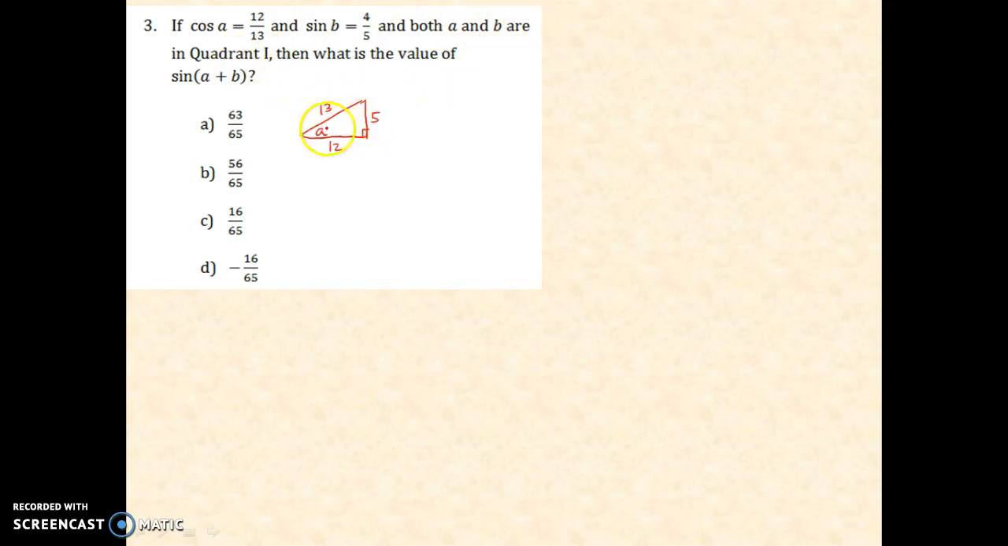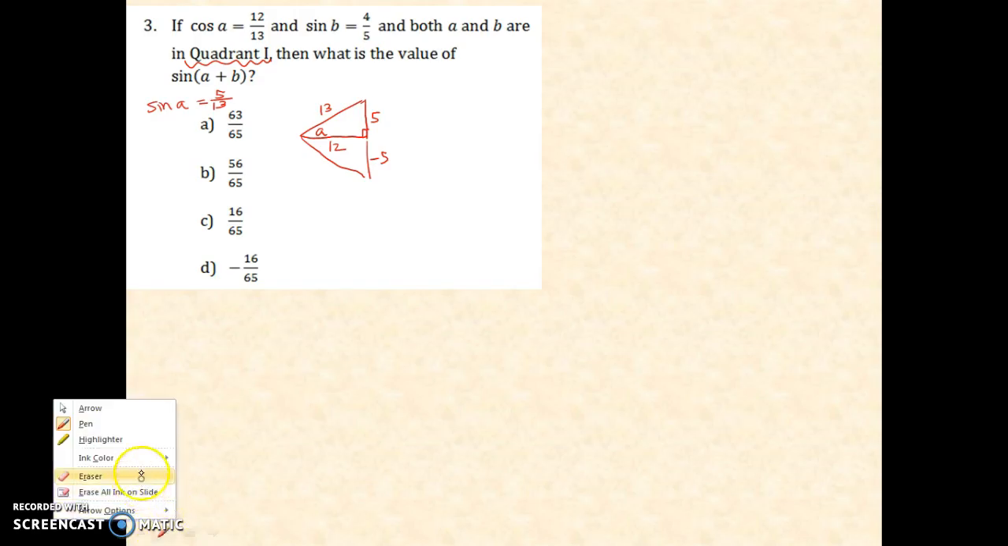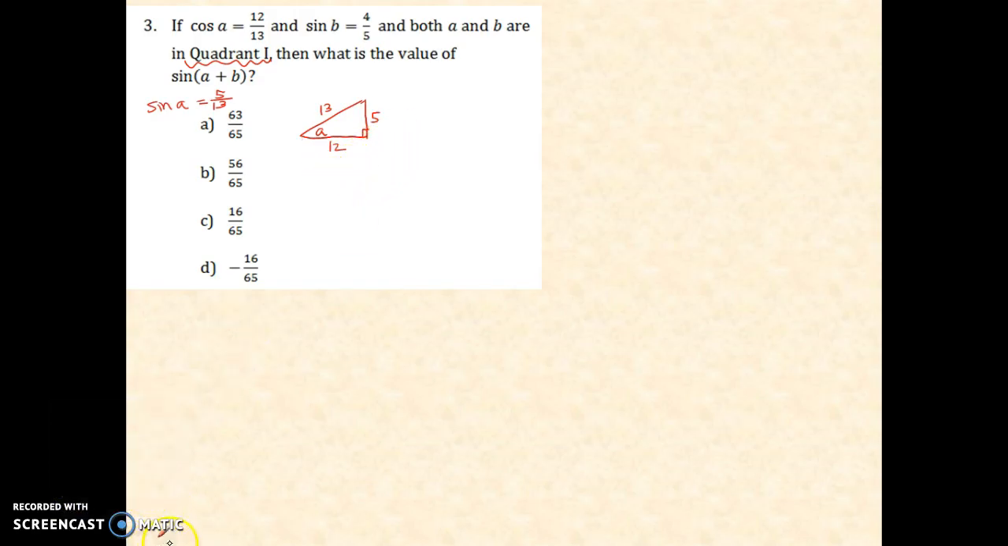So I'm going to make a little note here that sine of A is 5 over 13. And why is it important to say that it's in quadrant 1? Well, if it wasn't in quadrant 1, then it might be like this, and then the sine of A could be negative 5 over 13. But since it's in quadrant 1, we don't have to worry about the negative case.